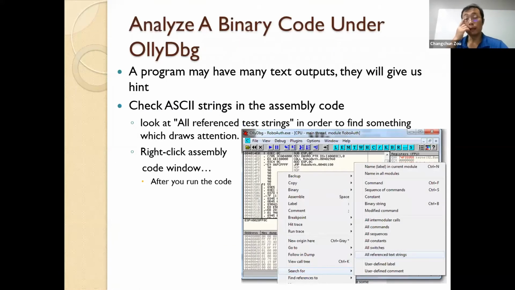So how do we analyze this one? Again, it's the same for any binary code. The first step is static analysis, where you try to find ASCII strings in it, because ASCII strings will tell you a lot of information. Under the OllyDbg environment, you can use this way to check the ASCII strings in the assembly language.